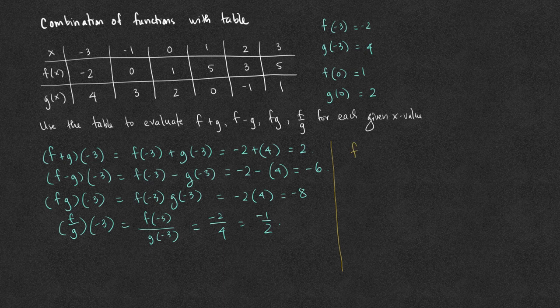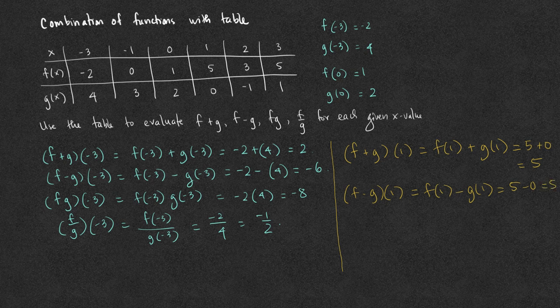For instance, f plus g evaluated at 1 is f of 1 plus g of 1. But from the table, we see that f of 1 is 5 and g of 1 is 0. So this is 5 plus 0, or 5. f minus g evaluated at 1 is therefore f of 1 minus g of 1, or simply 5 minus 0, or 5. f times g of 1 is now f of 1 times g of 1, which is 5 times 0, which is 0.